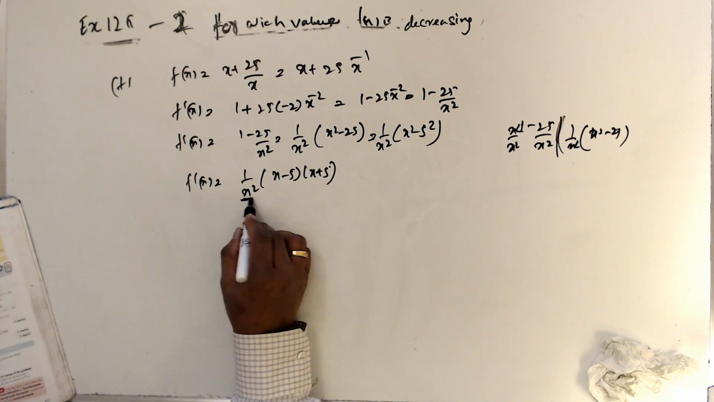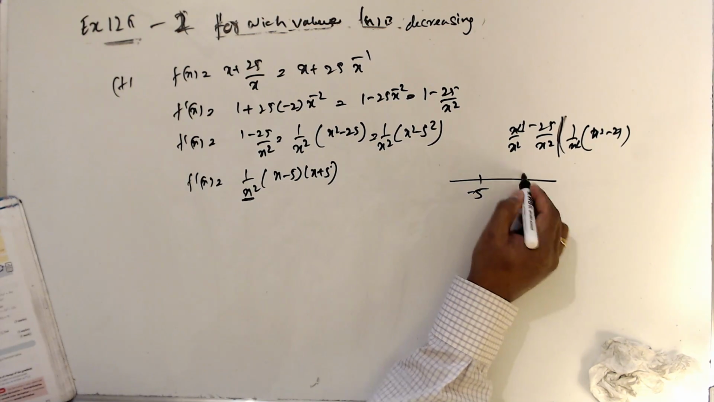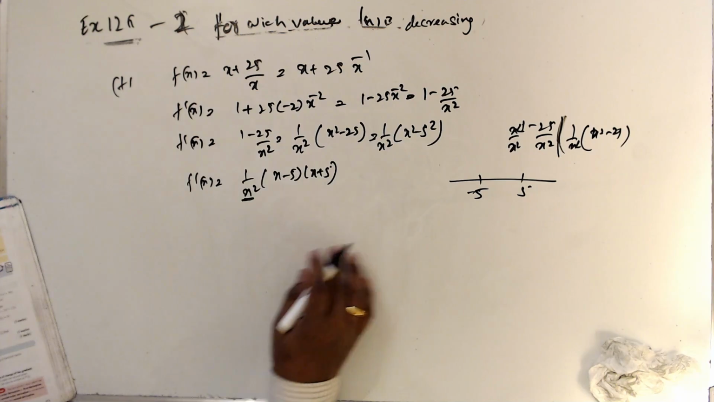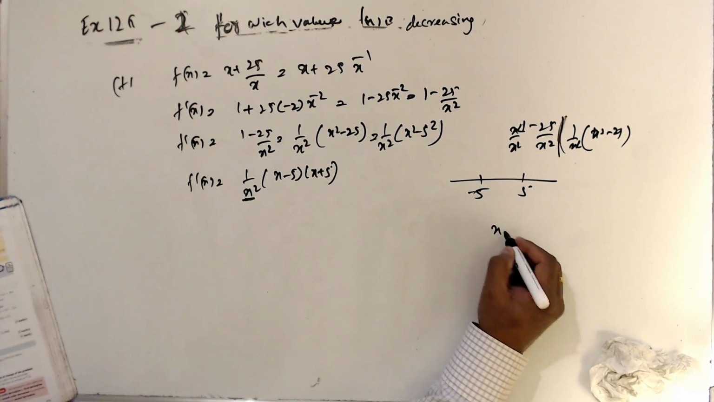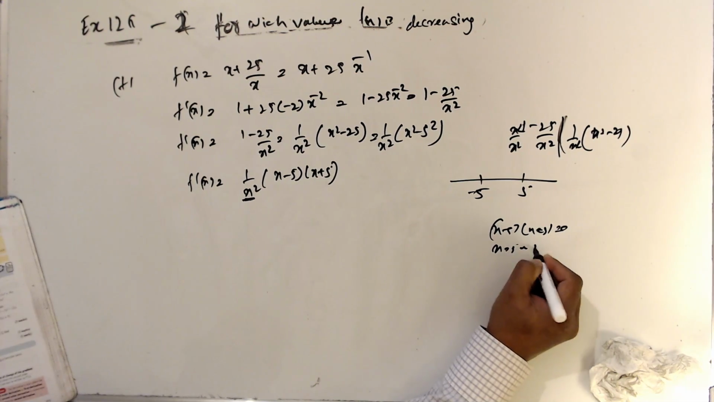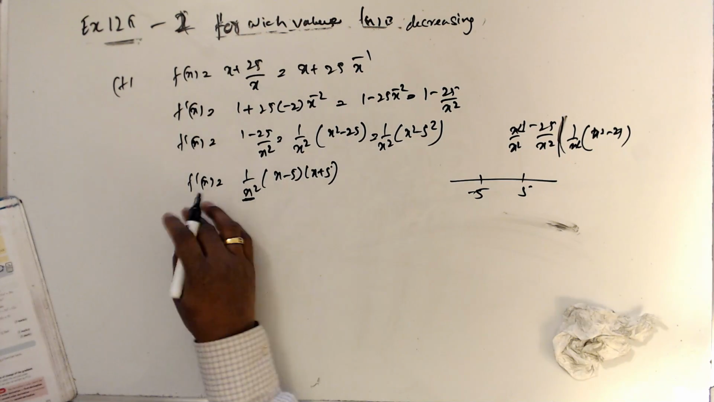Hence we can disregard this part, and actually this is minus 5 and 5. We can break into this number line minus 5 to 5. x minus 5 times x plus 5 equals 0, x equals 5 or x equals minus 5. Now let's discuss the behavior of f dash.